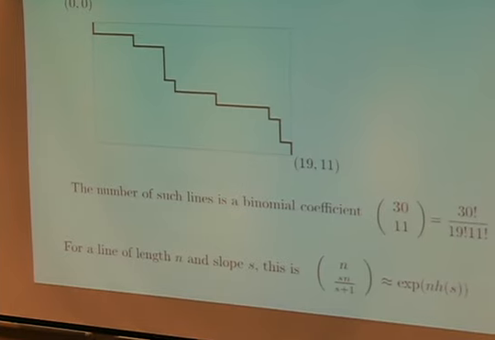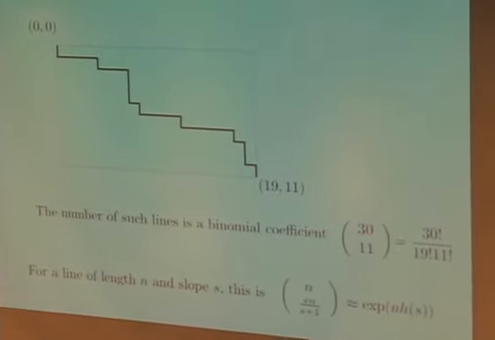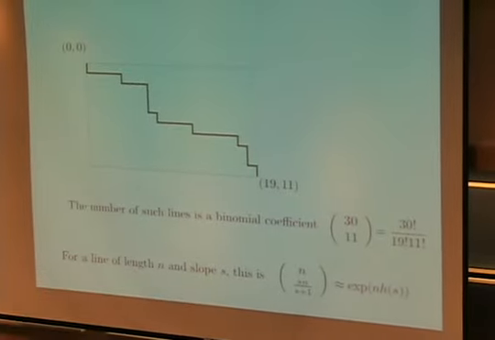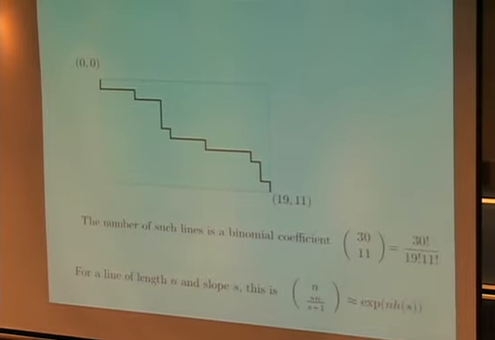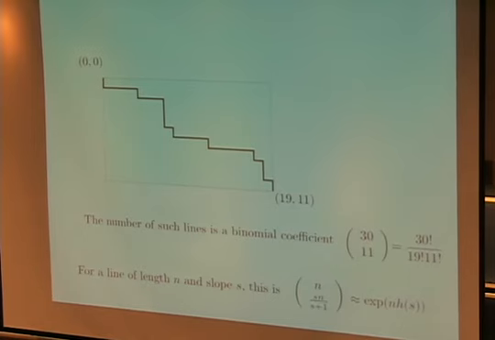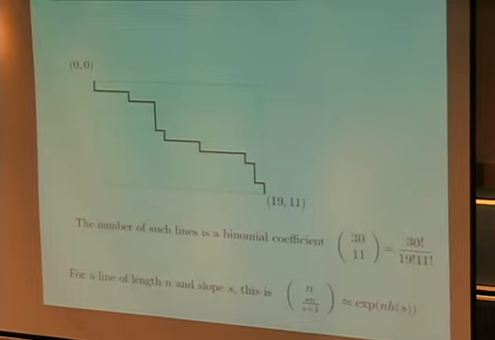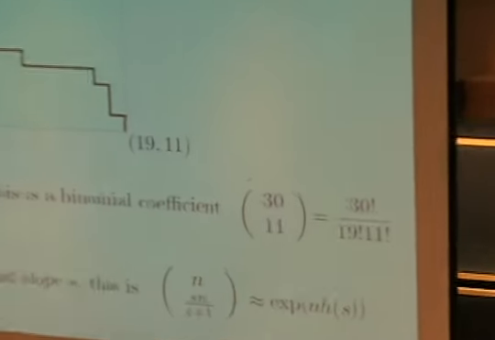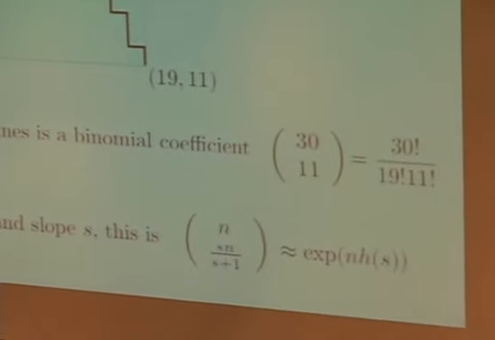If I fix the endpoints of my broken line, like here 0, 0 and 19, comma 11, or minus 11, if you prefer, how many broken lines are there? We start here and end up there. Well, this is just a binomial coefficient. To draw a line of this type going from the upper left corner to the lower right corner, the line has total length 30, and I have to choose 19 places where I go to the right and 11 where I go down. So the number of such lines is a binomial coefficient, 30 choose 11.